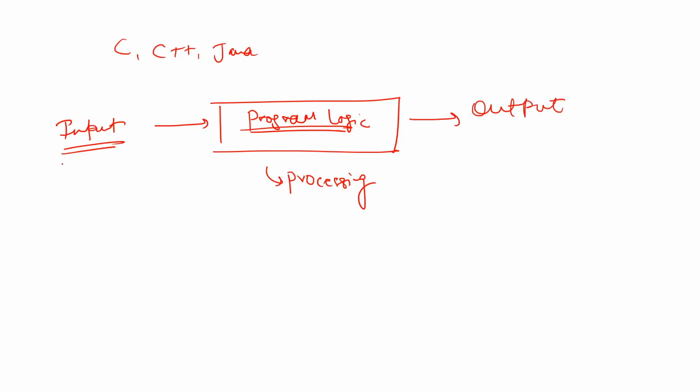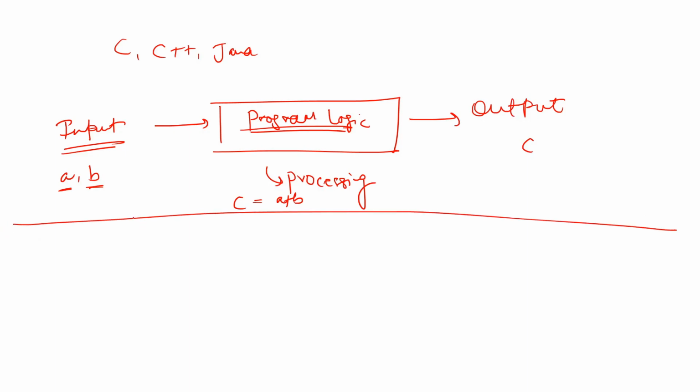Let's say you are creating a program to add two numbers. The input you will provide will be A and B, where A denotes the first number you have entered and B denotes the second number. The programming logic will be something like C is equal to A plus B, and the output provided to you will be C, because C holds the sum of those two numbers. So this is how the flow of a basic programming language goes. Now, how is machine learning different from these programming languages?